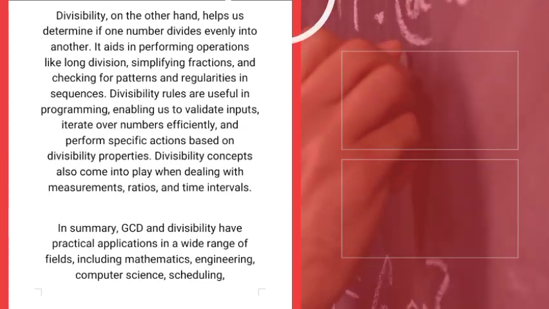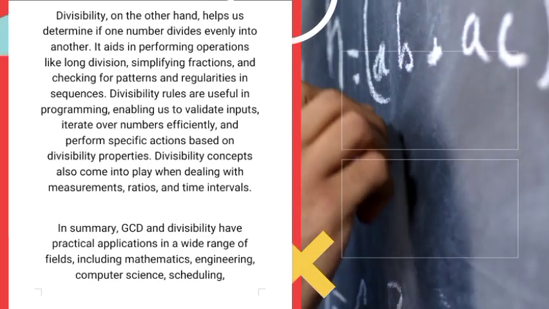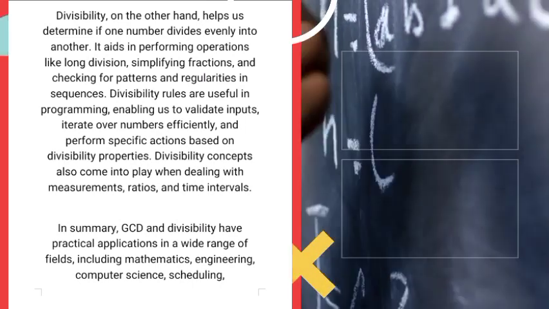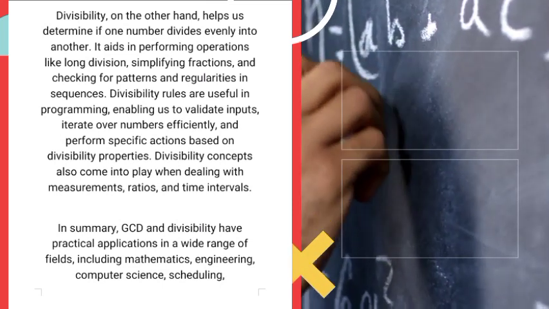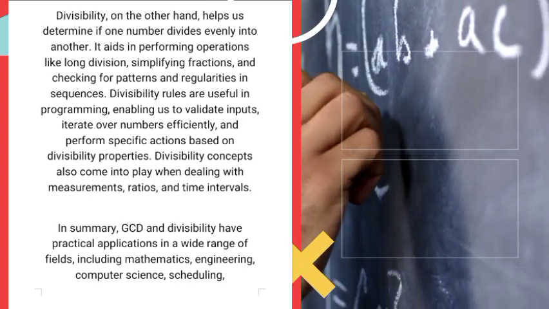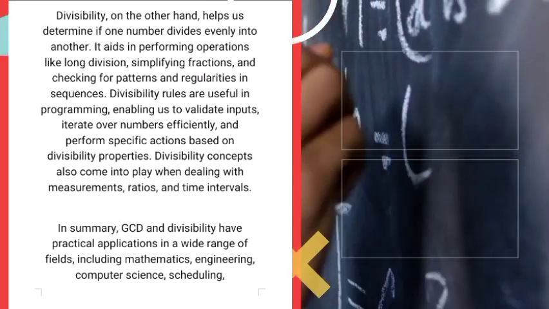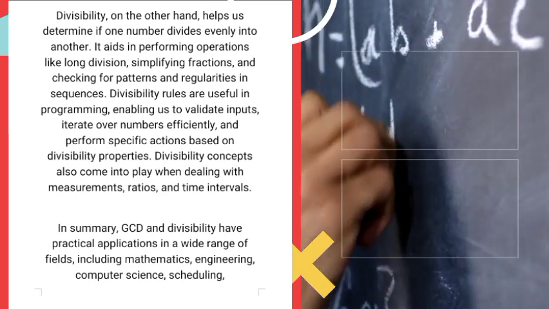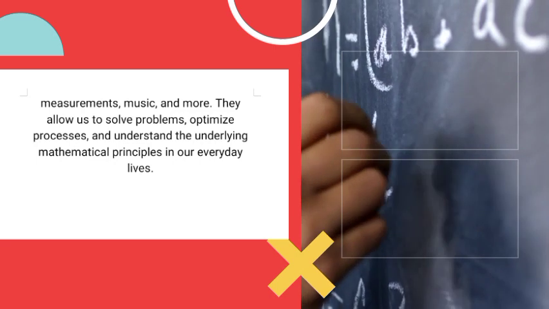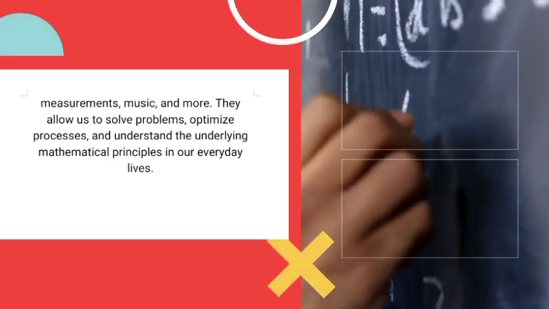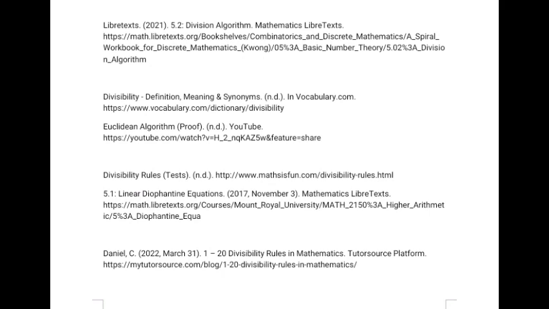Divisibility, on the other hand, helps us determine if one number divides evenly into another. It aids in performing operations like long division, simplifying fractions, and checking for patterns and regularities in sequences. Divisibility rules are useful in programming, enabling us to validate inputs, iterate over numbers efficiently, and perform specific actions based on divisibility properties. Divisibility concepts also come into play when dealing with measurements, ratios, and time intervals. In summary, GCD and divisibility have practical applications in a wide range of fields, including mathematics, engineering, computer science, scheduling, measurements, music, and more. They allow us to solve problems, optimize processes, and understand the underlying mathematical principles in our everyday life.